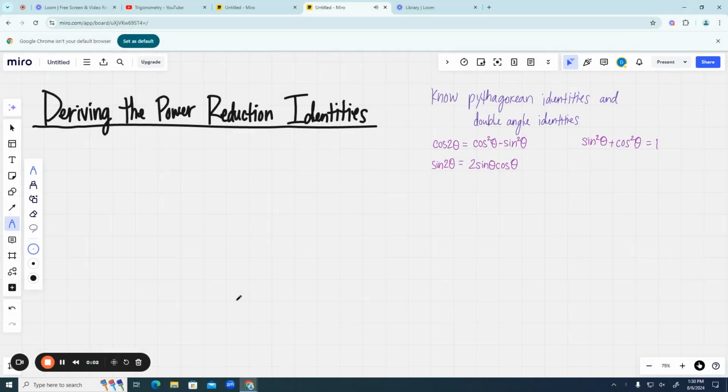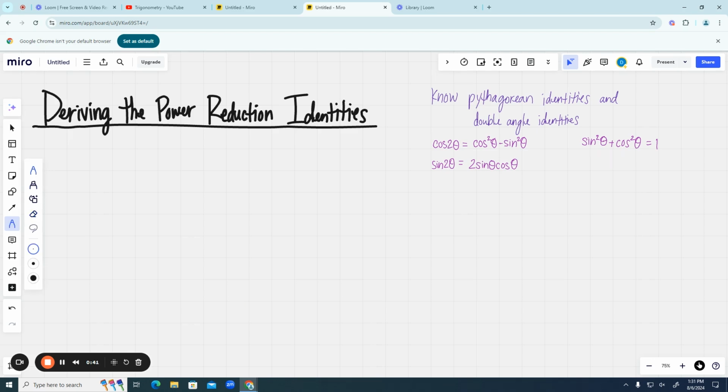Hello. So today we're going to figure out how to derive the power reducing identities. All you need to know for this is the Pythagorean identities and the double angle identities, and you can figure out pretty much all the other trig identities that you need, so you don't have to memorize the whole entire sheet. I wrote the double angle identities here, and I can show you quickly how to figure out the other Pythagorean identities from this one.